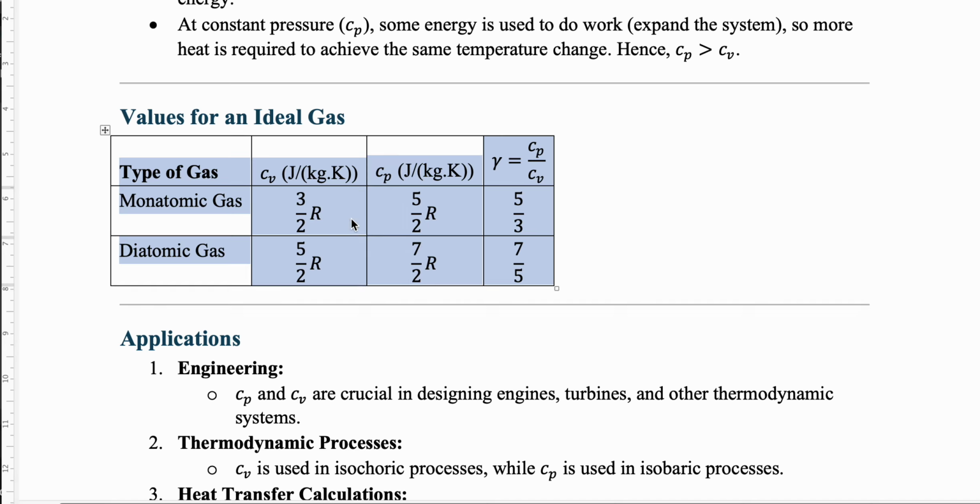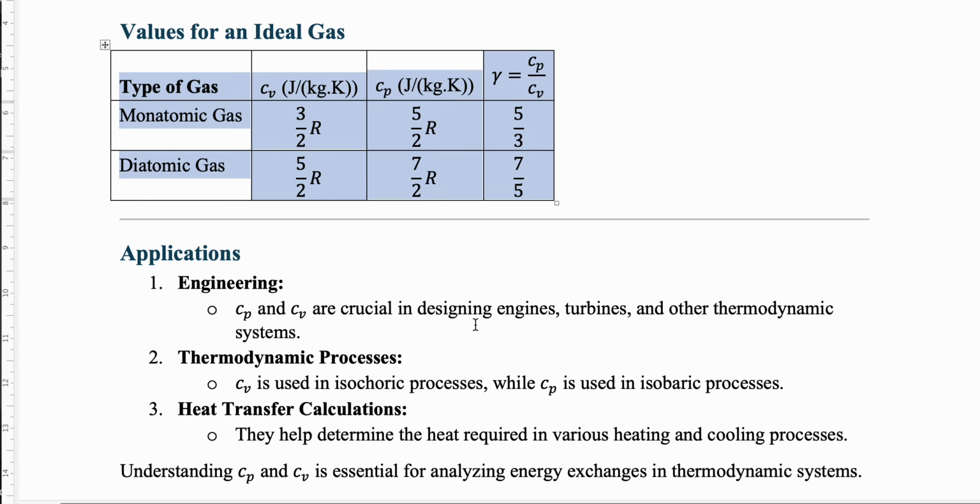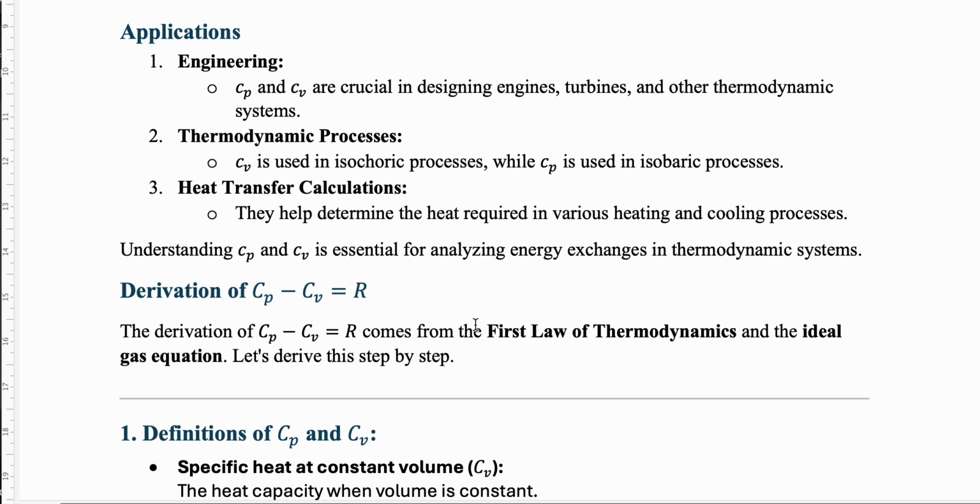We can also take the ratio between them, that is Cp by Cv, which is actually gamma. So we'll take Cp on top, this value, and Cv at the bottom, this value. So it will be 5 by 3. For this it will be 7 by 5, and so on. Okay, so these things are important. These things you should remember.